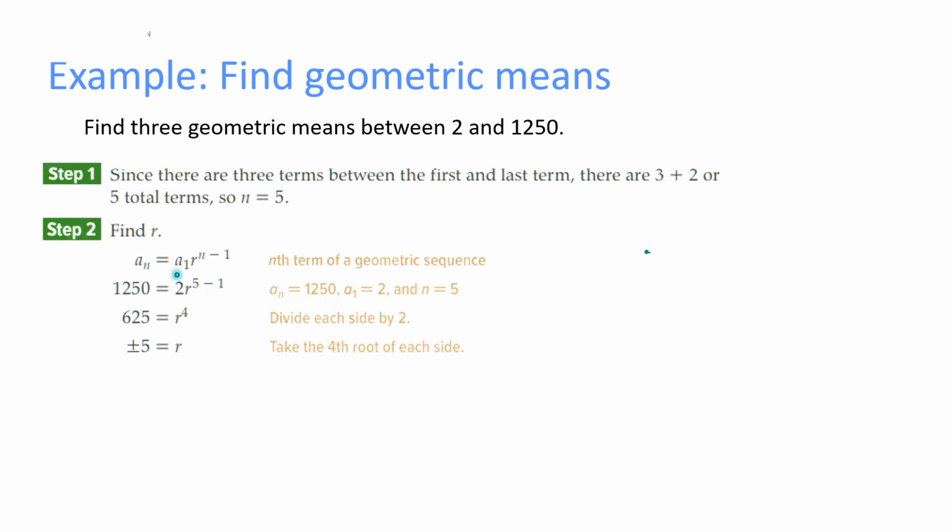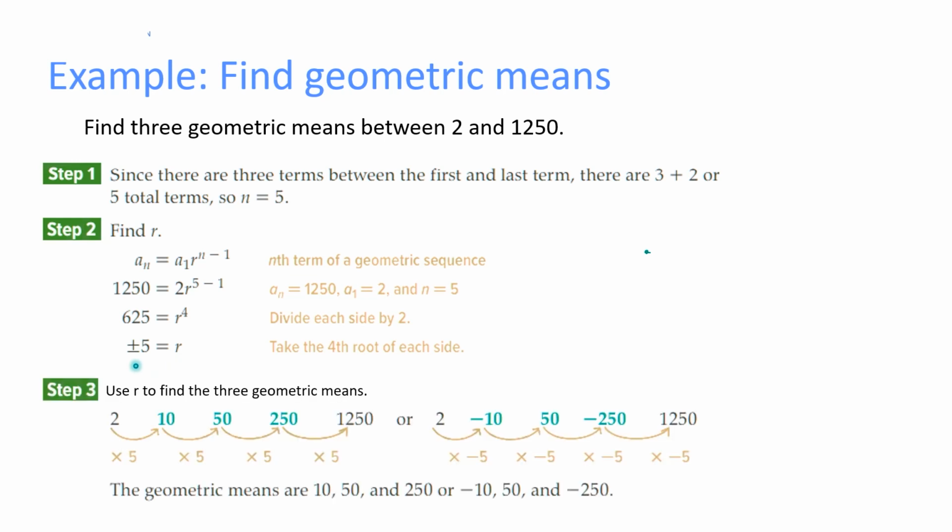We know a1, which is 2. And we also know n, which is 5. We substitute all these values in the formula and simplify. On simplification, we get two values of r, which are positive 5 and negative 5.